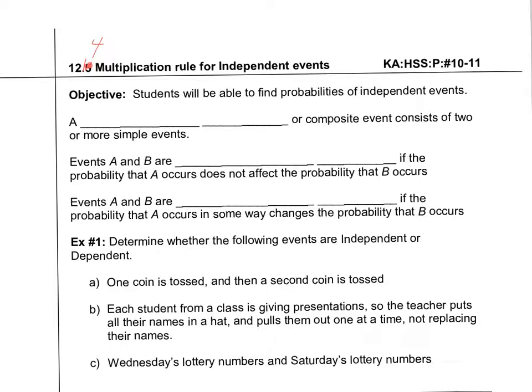Let's get into it. First of all, students will be able to find probabilities of independent events. Pretty easy stuff, but we got some vocab we got to learn here. First off, a compound event or composite event consists of two or more simple events. That's it. It's just two or more simple events. So when we're asking a probability of two things happening, well, that's a compound event.